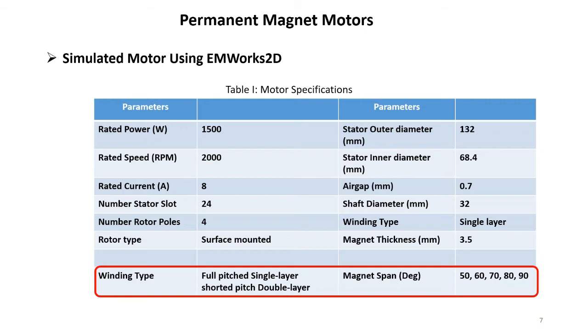Another one, we are going to use two different types of winding, one of them is the full pitch single layer winding, and another one is the short pitch double layer winding. So these two types of winding, we are going to study in our presentation.